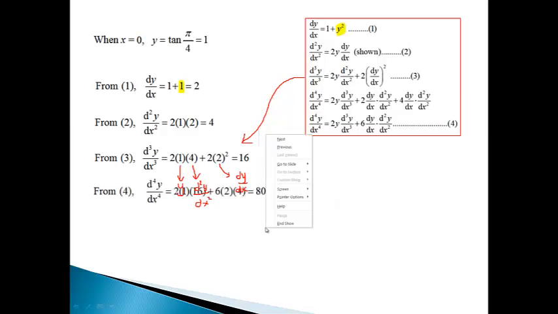Finally, we need to find the value of d4y dx4. Similarly, substituting all the values that we have found earlier, the values of y, dy dx, d2y dx squared, and d3y dx cubed, we are able to get d4y dx4 as 80.